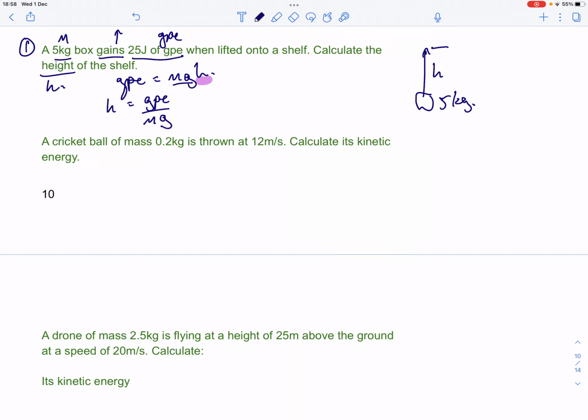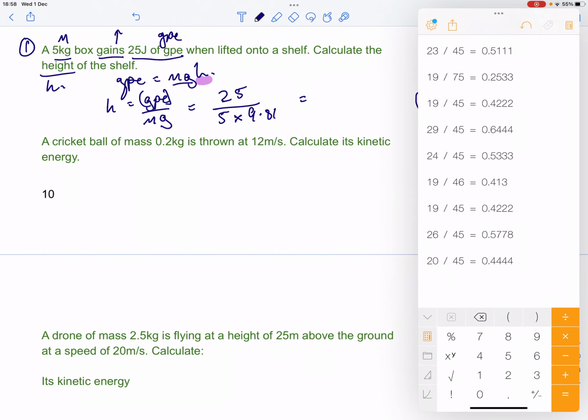Now the GPE is one quantity, it's not G times P times E, it's just the gravitational potential energy. That's given in the question, so we have a value of 25 joules, and the box has a mass of 5 kilograms, and then we just need the value for gravity. We're assuming this shelf is on Earth, so the value for gravity is 9.81. So we get 25 divided by 5 times 9.81, which gives us a value of 0.05097. I'm going to round that to 0.51.